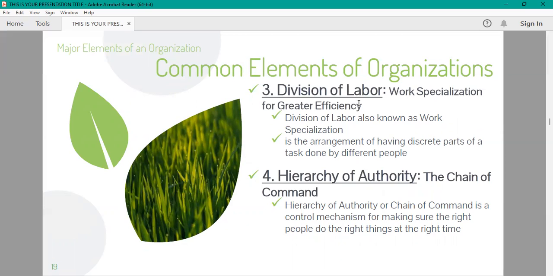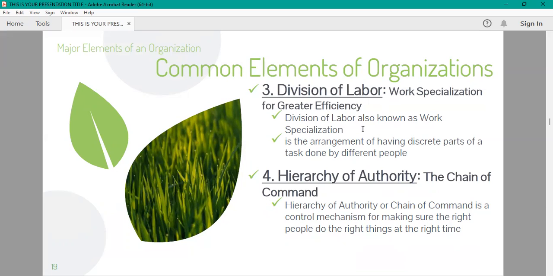So work specialization for greater efficiency. You need to have a division of labor in order for you to have greater efficiency. You should know how to designate, so that all of you are put in the right places at the right time with the right skill sets, with the right resources that you have. Division of labor is also known as work specialization. So the more you are good at one thing, probably in that area of work or task, you specialize in that.